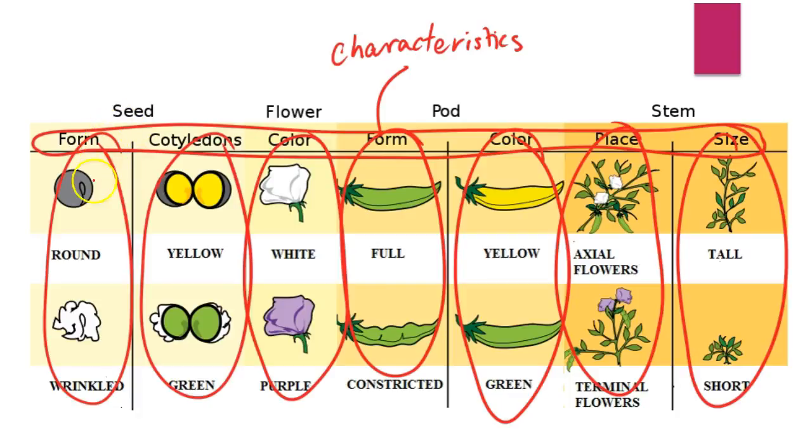In the case of the form, you could have round or wrinkled. In the case of the cotyledons, you could have yellow or green. Color was white or purple. Form was full or constricted. The color of the bean was yellow or green. The placement of the flowers was either axial or terminal, and the size was either tall or short pea plants. So you have a characteristic, which is the larger group, like form or cotyledon or color, and within that characteristic you have many different versions of it, and these versions are called traits.